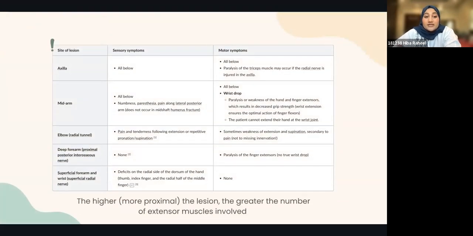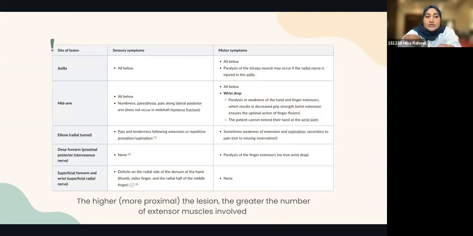Okay, so I found this really nice table from Amboss. This table is just to help you realize the importance. I don't want you guys to first of all memorize this table. Okay, do not memorize this table. Please, please do not memorize this table. This table is just there to help you understand the importance of the radial nerve injury at different locations of the arm.